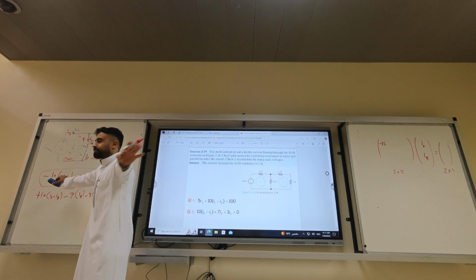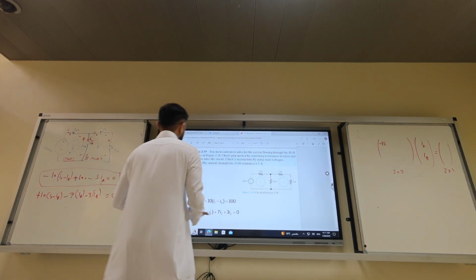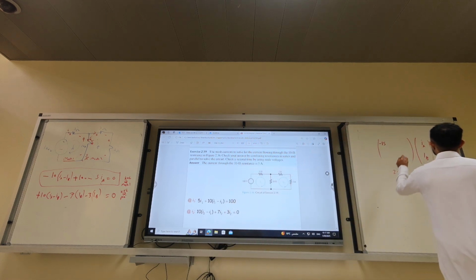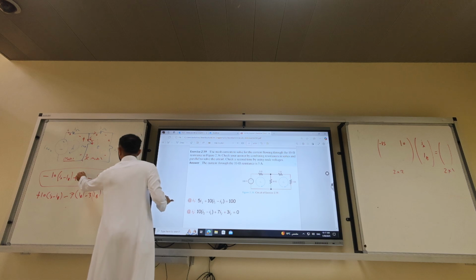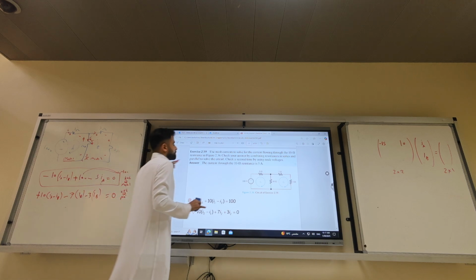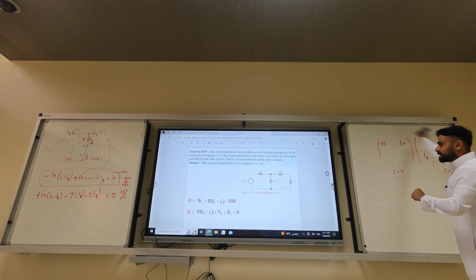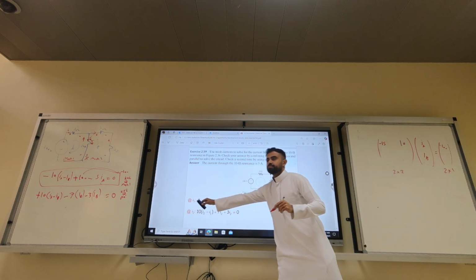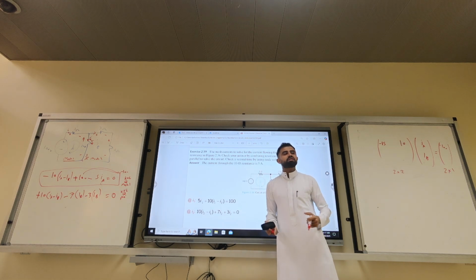Trust yourself. What's the coefficient of IB? Plus 10. Equals, what does it equal? Minus 100. The equation in the book, you multiply everything by minus 1. You can multiply both sides by negative 1 and you will still have the same solution.